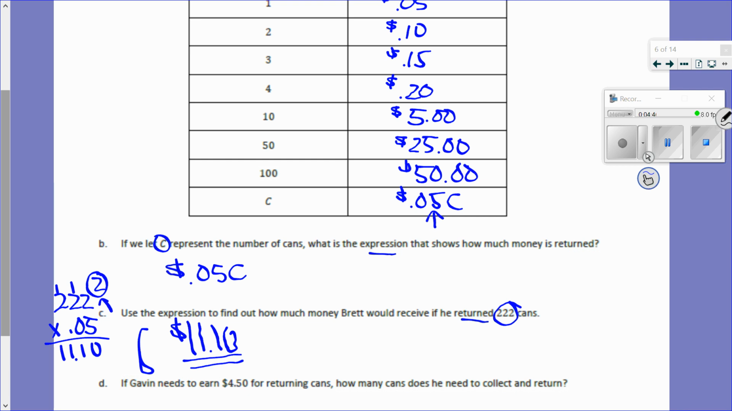Oh, I messed up the chart. Silly, Mr. Moore. That would have been 50 cents, not $5. I got ahead of myself. That was 50 cents. That was $2.50, and this one was $5. Sorry about that.